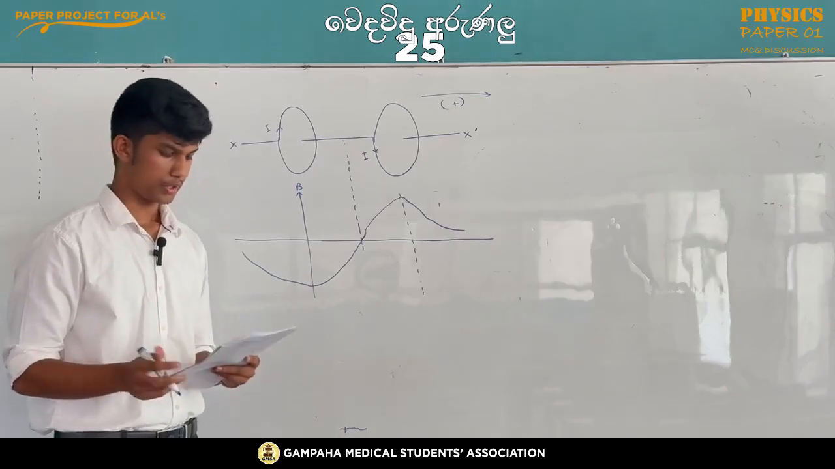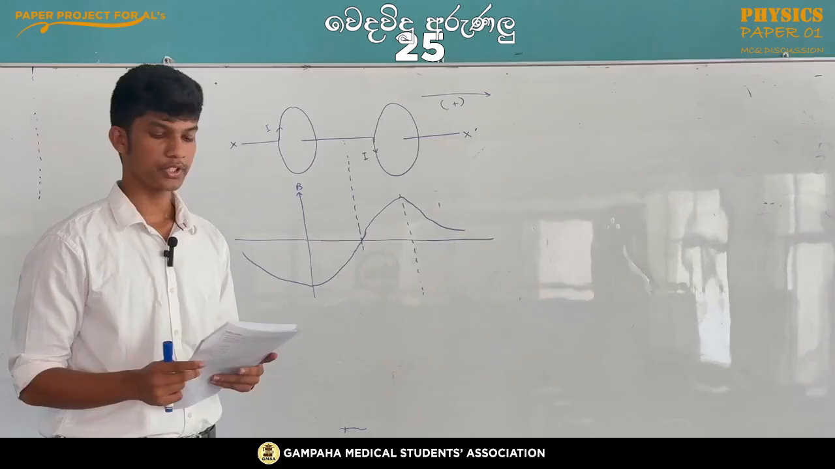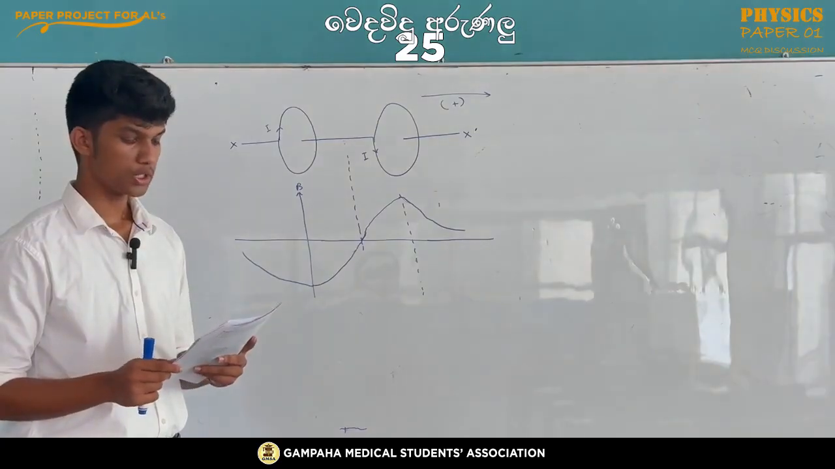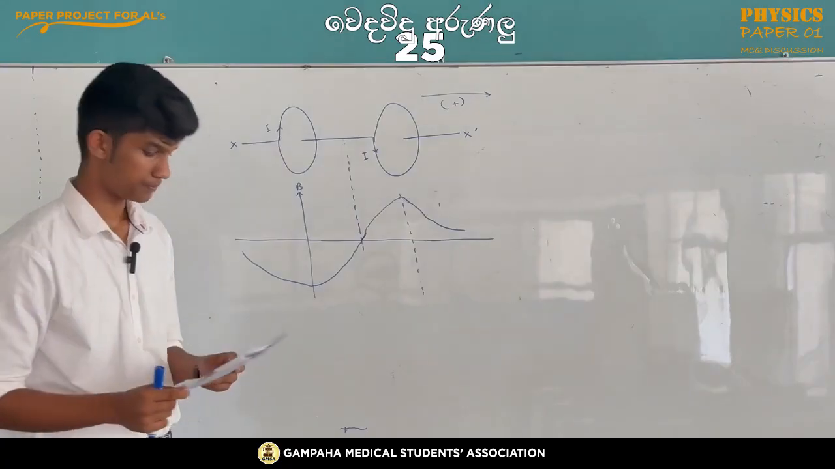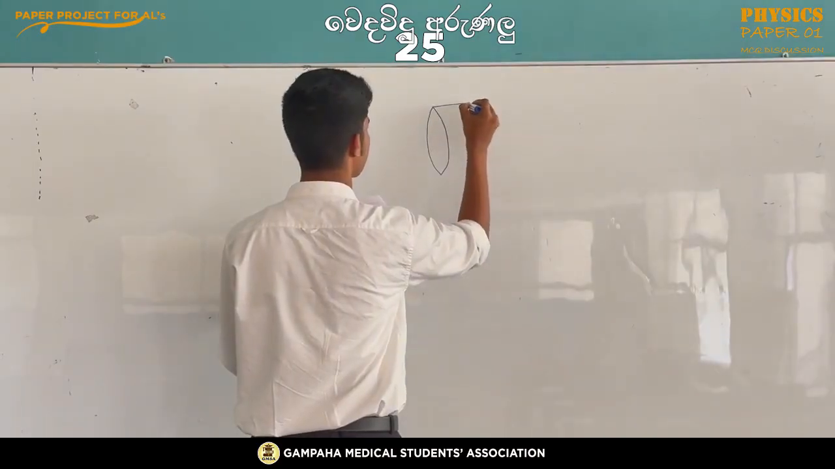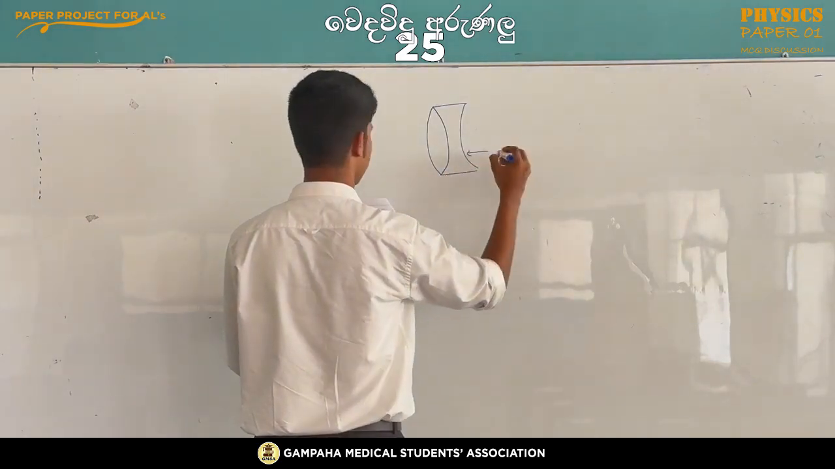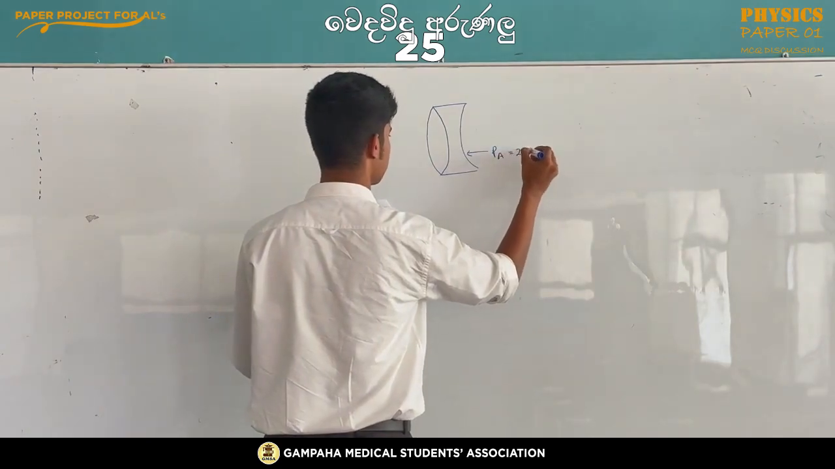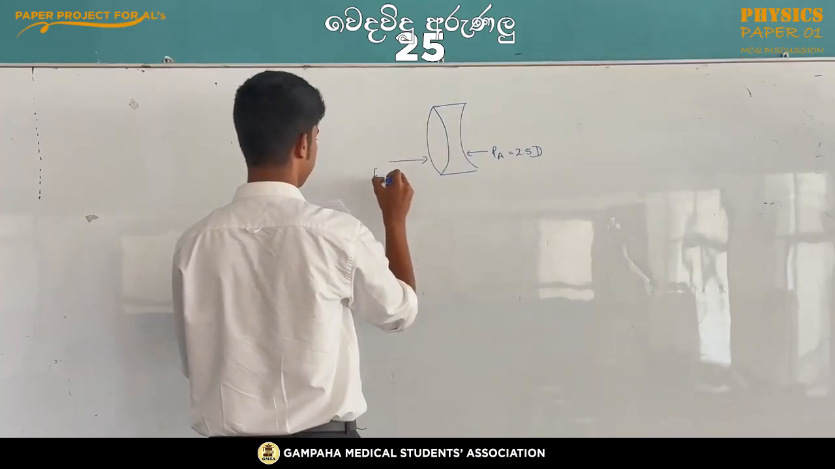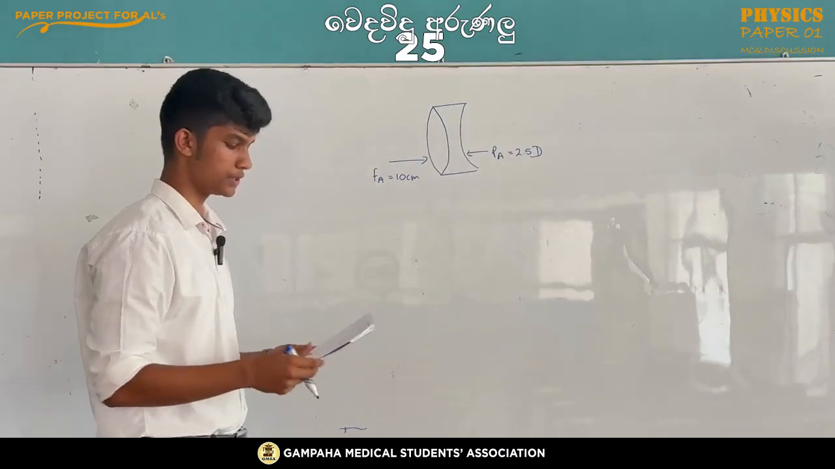Moving on to the 11th question. Lens A is a convex lens with a focal length FA equal 10 centimeters. It is placed in contact with lens B, a concave lens whose optical power is 2.5 diopters. What is the focal length of the combination of lenses A and B? So then the power of the concave lens is 2.5 diopters, and the focal length of the convex lens is 10 centimeters. So then using this, you can find the focal length of the combination of lenses.